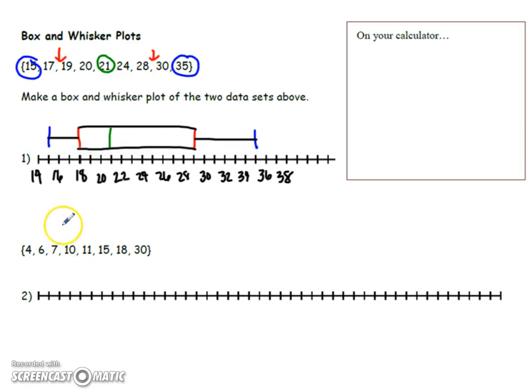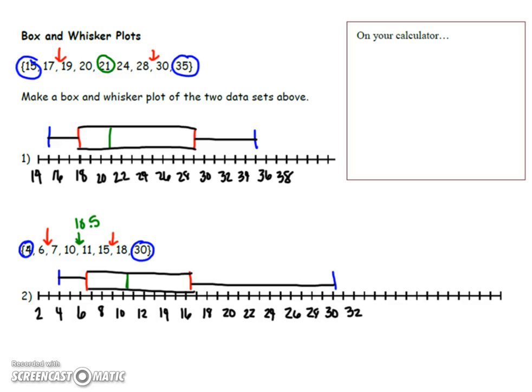So with our second sample of data, pause the video, try it on your own, and see if you can come up with the same box and whisker plot that I produced for an answer. And depending on where you started your scale, it might be shifted up or down a little bit, but this should be the same size and at the same values for your box and whisker plot.